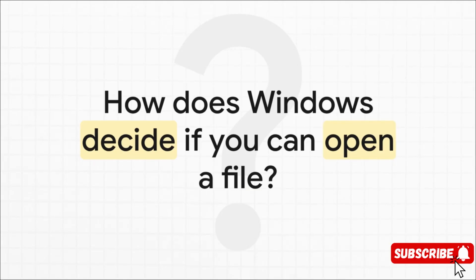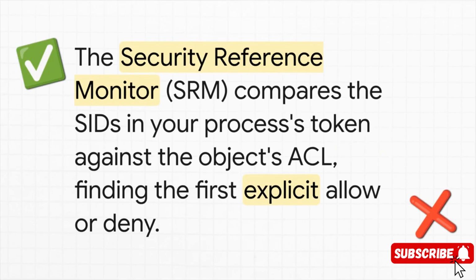Okay, so let's put all those pieces together with a really common question. You double-click a file, what actually happens from a security point of view? Think of the kernel's security reference monitor as the bouncer at a club. It takes your process's ID badge, the access token, and compares it against the file's rulebook, the ACL. It goes down the list and checks for any deny rules that match you first. If it doesn't find any, then it looks for an allow rule. The very first match wins and the decision is made. It's a simple algorithm, but it's incredibly powerful.